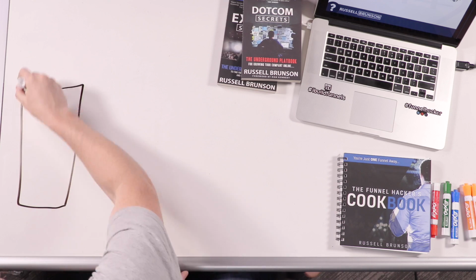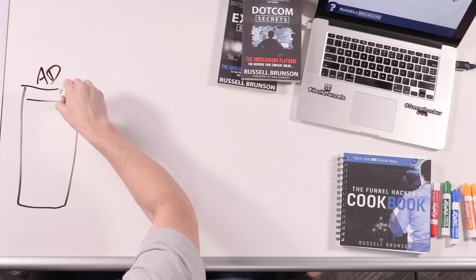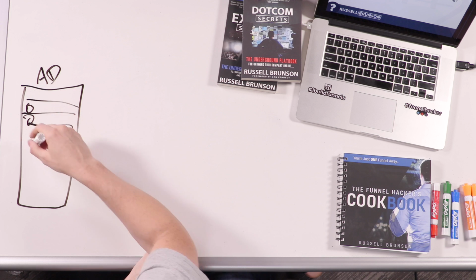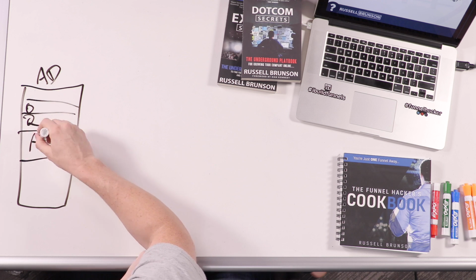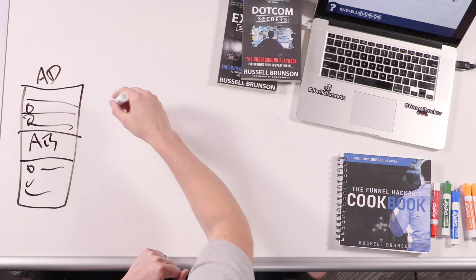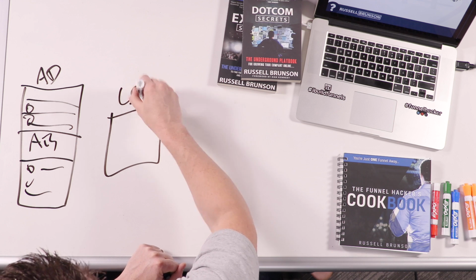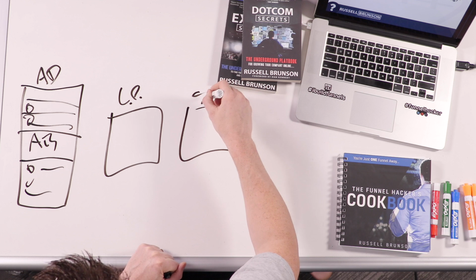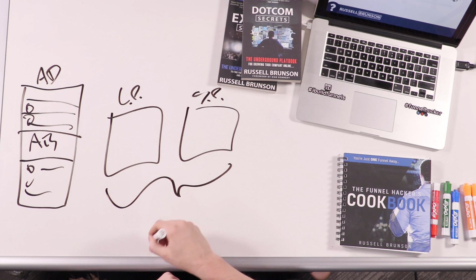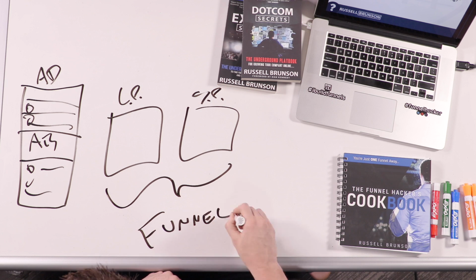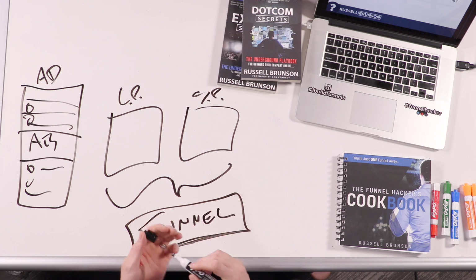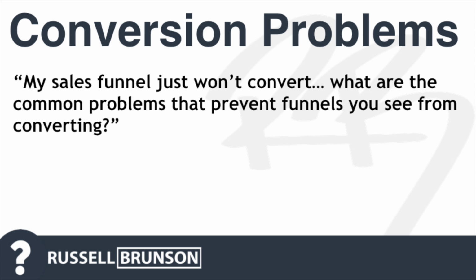All right, so if you look at any funnel, there's different pieces of it. And so part of it's figuring out which piece it is. So over here you have the ads. Say this is Facebook and you have the news feed, here's your friend, there's your mom, and then all of a sudden there's the ad in the middle. And then there's other stuff here. And then over here you got a landing page, I'll put LP. Then over here you have a sales page, SP, and this is your funnel, which is like the most important word in marketing. It's a sales funnel, okay? All right, so then the question is, my sales funnel's not converting. What are the common problems that prevent funnels you see from converting?